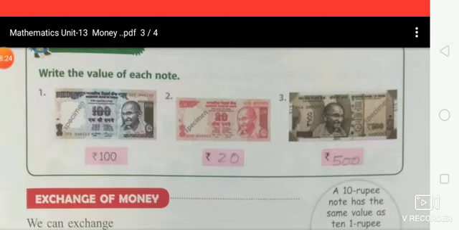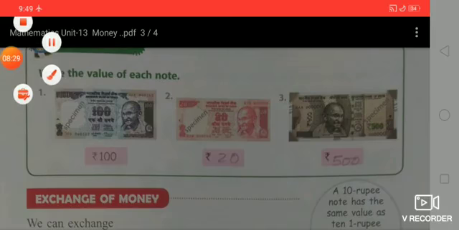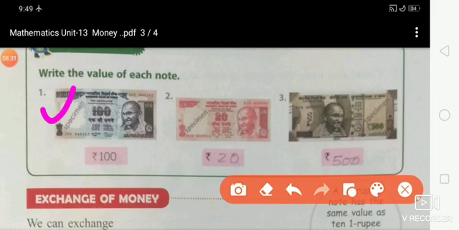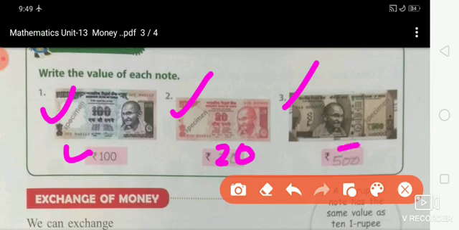Write the value of each note. 100 rupees, 20 rupees and 500 rupees. So write here the numbers 100 rupees, 20 rupees and 500 rupees. The 100 rupees note is sky blue, the 20 rupees note is red, and the 500 rupees note is grey. Is that clear?